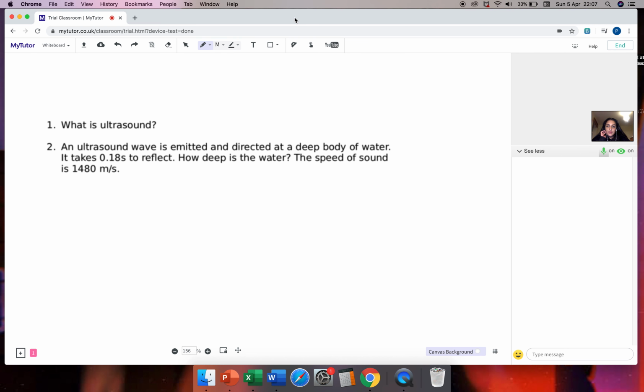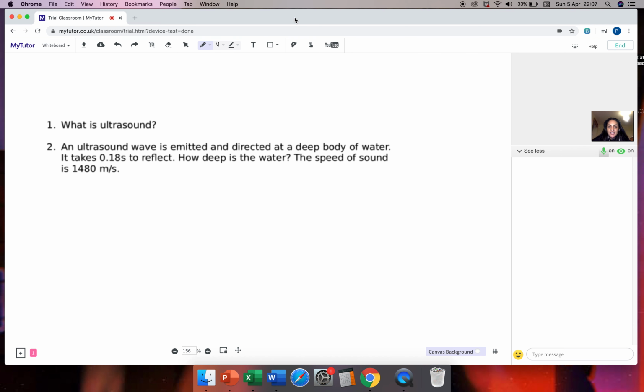The first part of the question asks, what is ultrasound? Well, ultrasound is a special type of sound wave that is not heard by humans. It is not heard by humans because it's not in the range of audible frequencies. Ultrasound sits just above that, so the upper limit of human hearing is 20 kilohertz. Past that is where we get ultrasound.